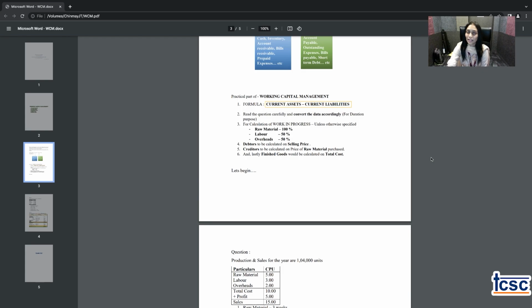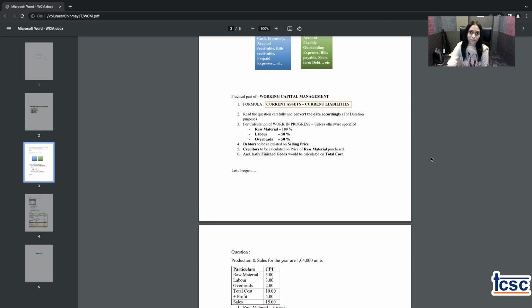Second, the calculation of your work in progress. Now, what is work in progress? Work in progress is that material which is in process. It is not raw material, it is neither finished goods. That means the work on that material is in process. So, whenever there is work in progress, raw material you will take 100%. Labor has not yet done his job, and that is why it is work in progress. So labor you will take 50%.